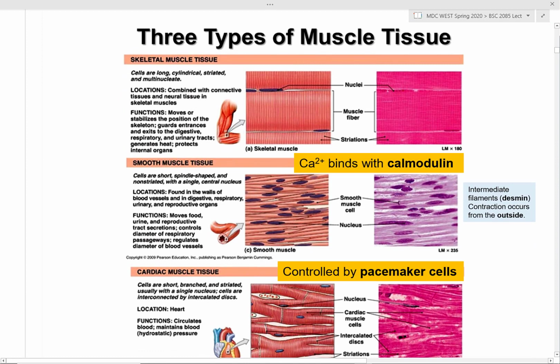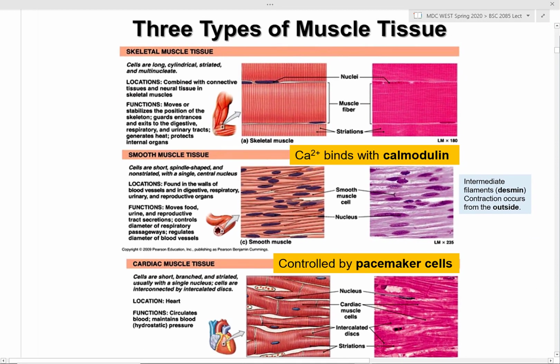First of all, let's talk about the main three types of muscle tissue. As mentioned before, you have skeletal muscles. Let me make this a little bigger. So the first one is skeletal muscle. You can see that you have full control of the skeletal muscles. It is voluntary, correct? So that skeletal muscle, you can see you have a bunch of striations. It moves your skeleton. It guards the entrance and exits of the digestive, respiratory, and urinary tracts. And of course, it generates something that you really know here in Florida, which is what? Heat. Also protects the internal organs.